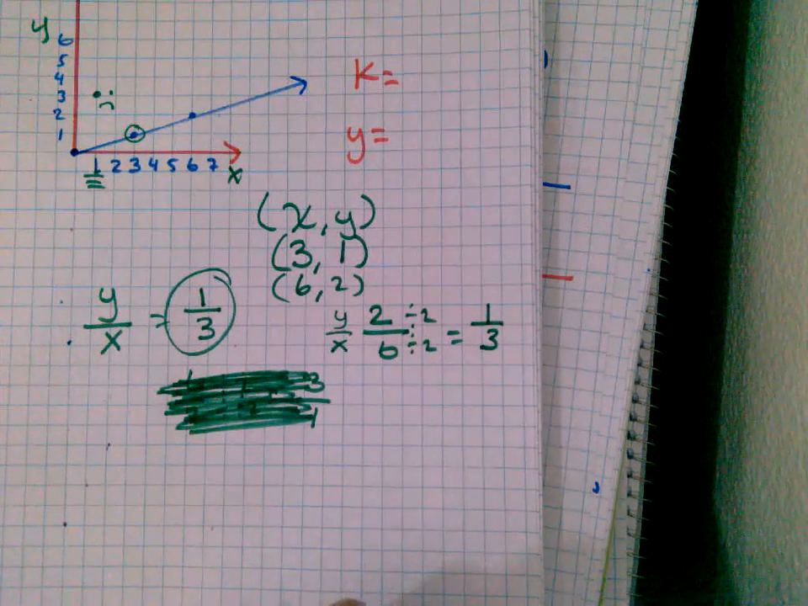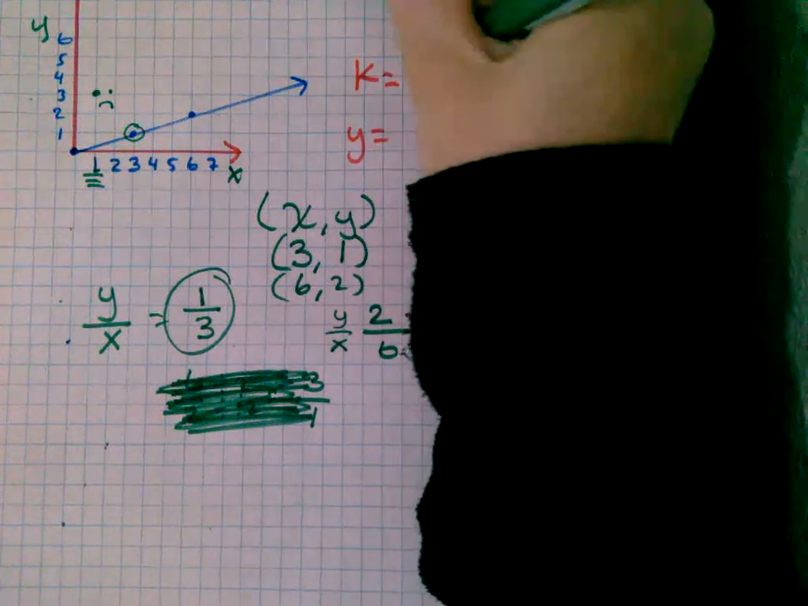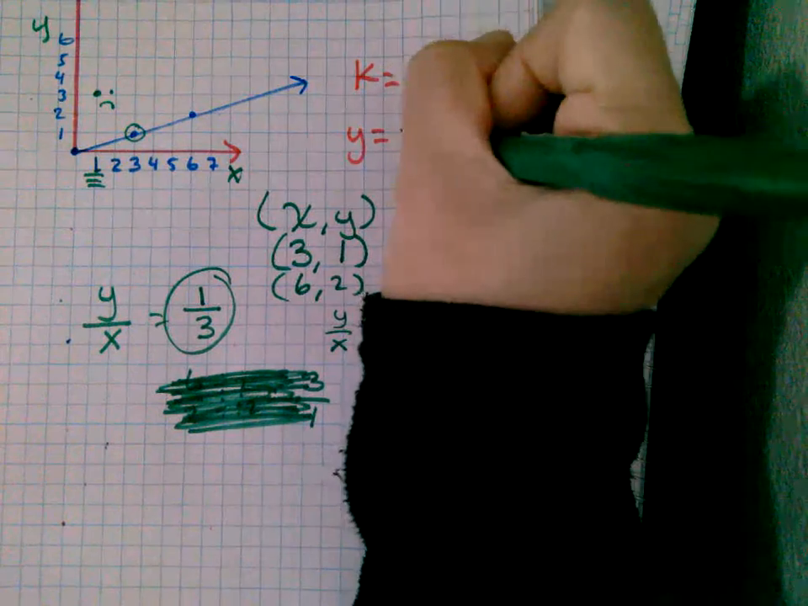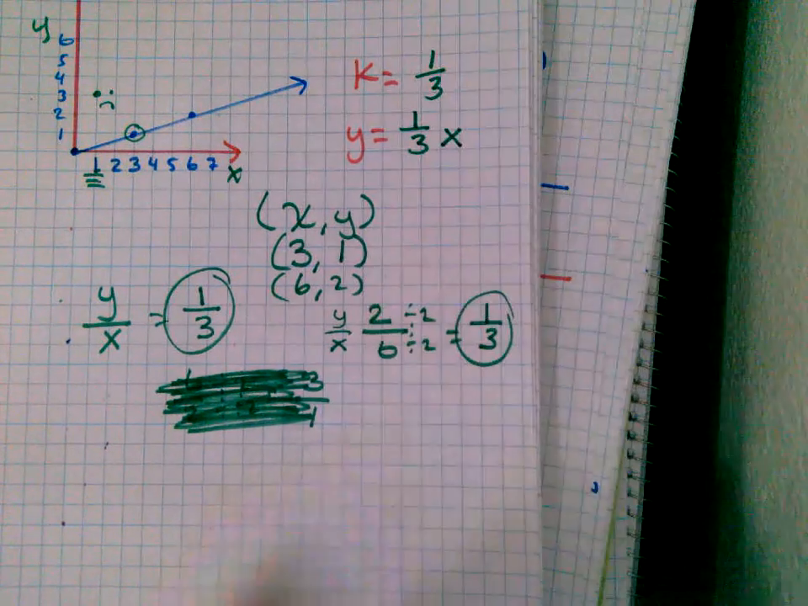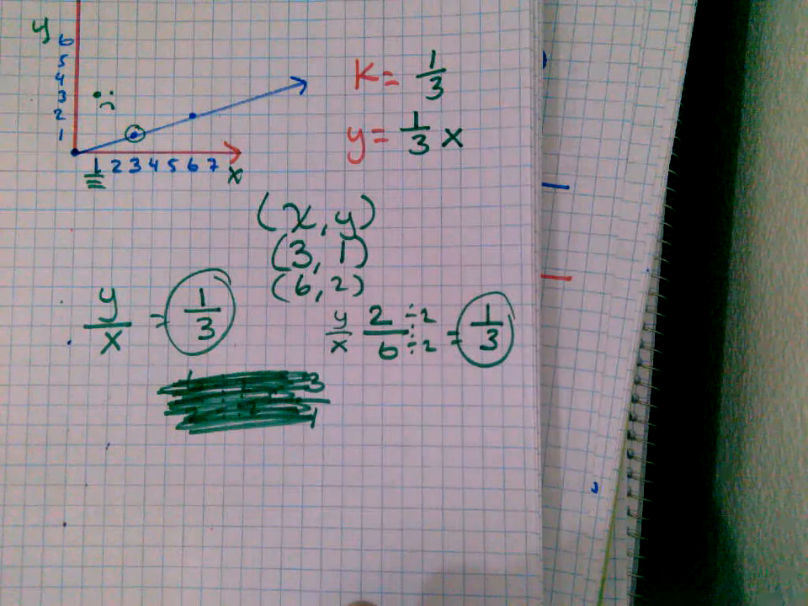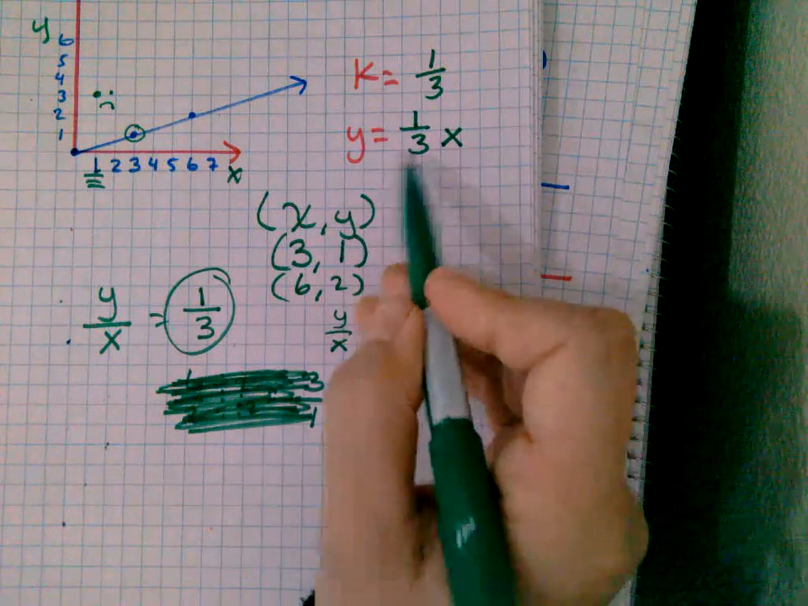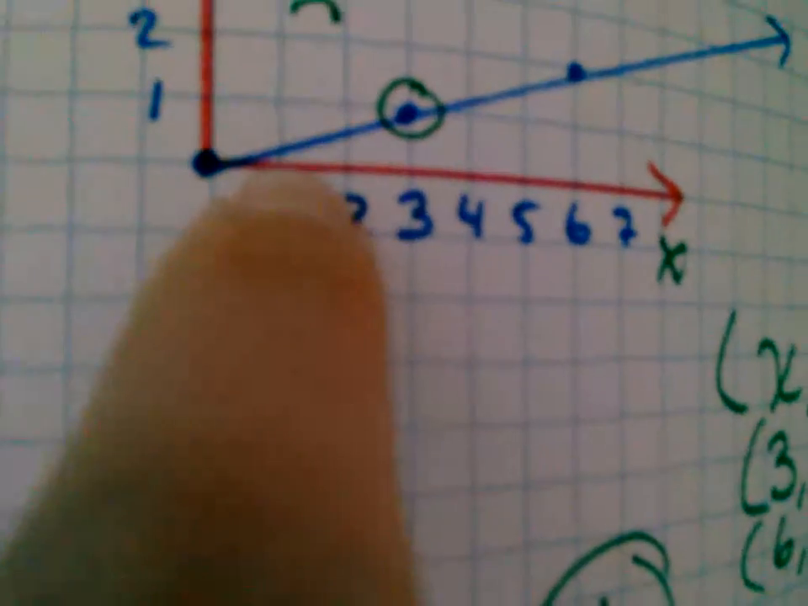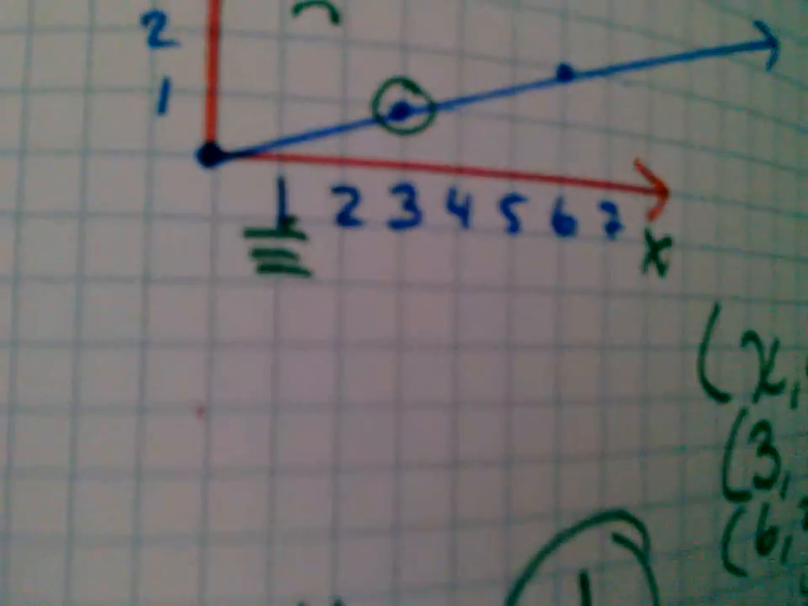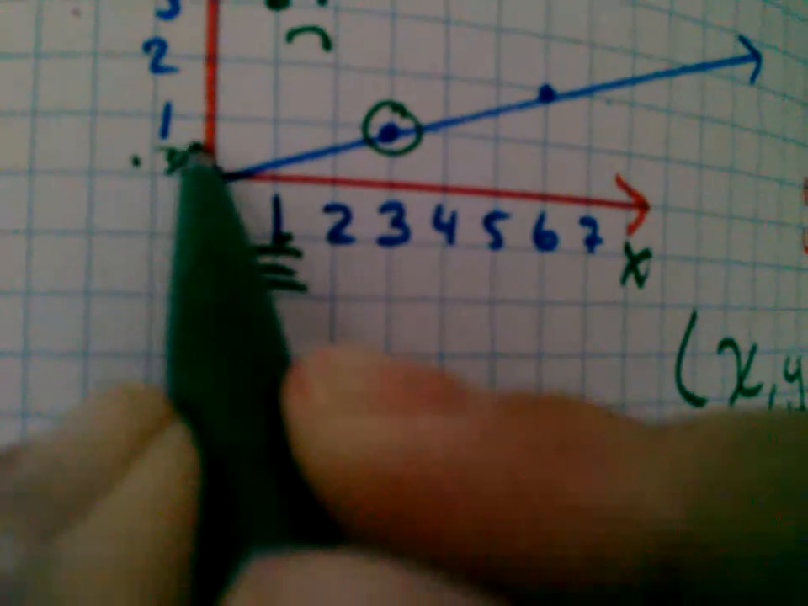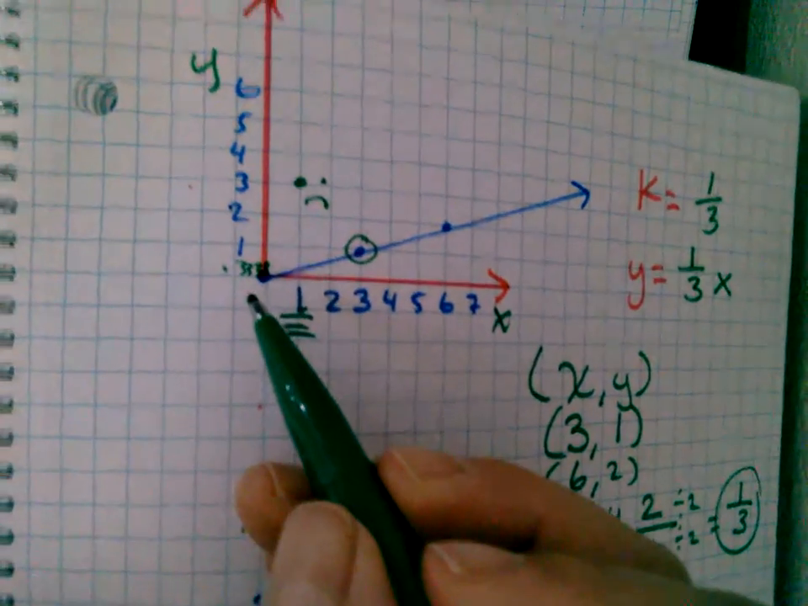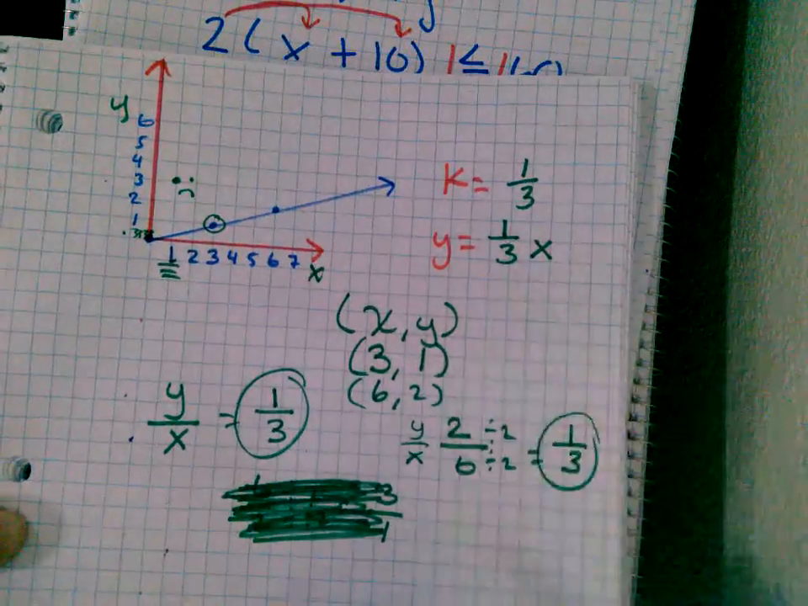What is my unit rate? 1 over 3. What's my equation? 1/3 x. And 1/3 x. What's 1/3 as a decimal? It would be 0.3333333, right? So that little thing right there, if I go over, would be 0.333333. But obviously we don't do that. We write it as a fraction like that. Okay, kids?